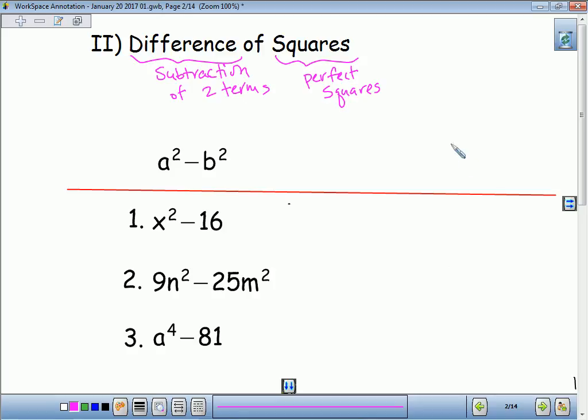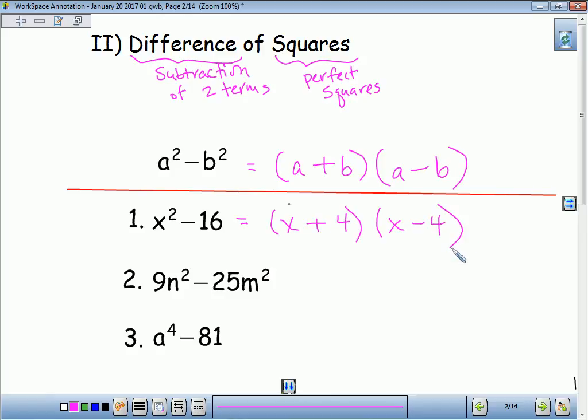So those of you watching the video may also want to touch up on your perfect squares 1 to 25. That might help. So if we had a difference of squares, it would factor to the square root plus the square root times the square root minus the square root. So in this case, x squared minus 16 would factor to: the square root of x squared is x, the square root of 16 is 4. So x plus 4 times x minus 4.